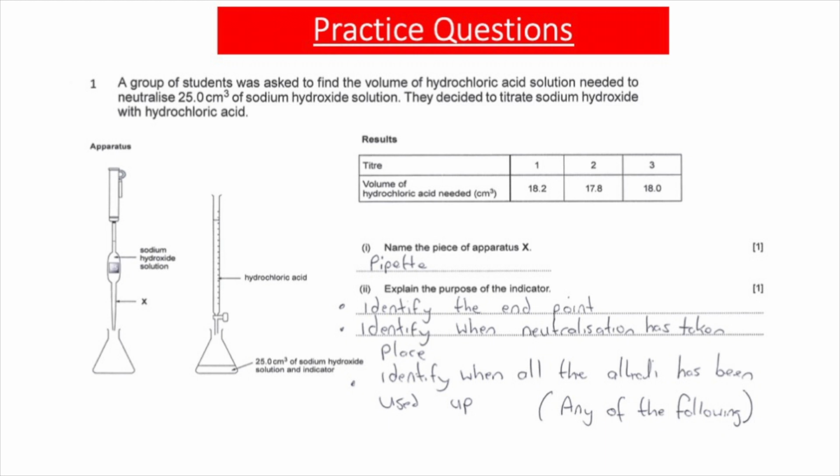And then part 2 is asking you to explain the purpose of the indicator. Well, the indicator helps you identify the endpoint, you could say that, or you could say that it identifies when neutralisation has taken place, or you could say it identifies when all the alkali has been used up. Any of those would get you 1 mark.